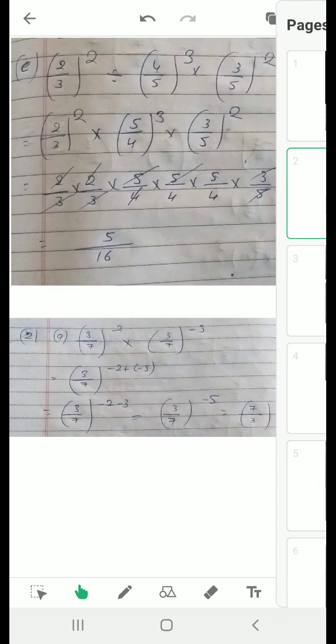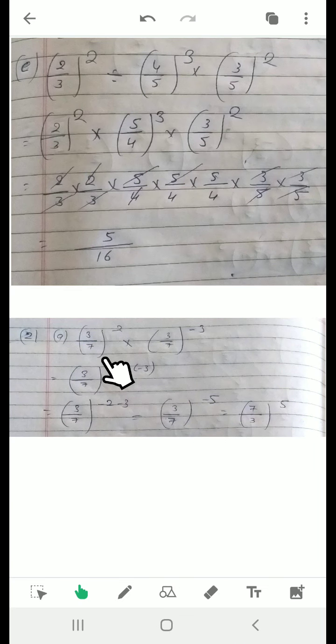Look at second A, 3 upon 7 power minus 2 multiply 3 upon 7 power minus 3. Directly you can see the bases are same and multiply is there, then the powers will be added. So I will write minus 2 plus minus 3. I have not converted these negatives into positive because the first thing I can see is that bases are same, so directly I can add the powers.